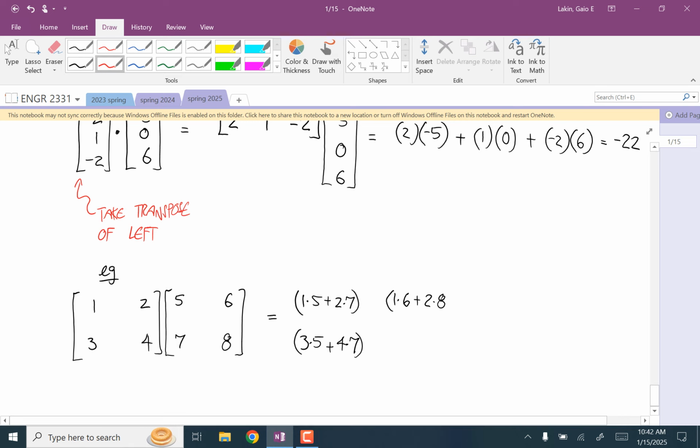And then last, I'm going to do the second row with the second column.